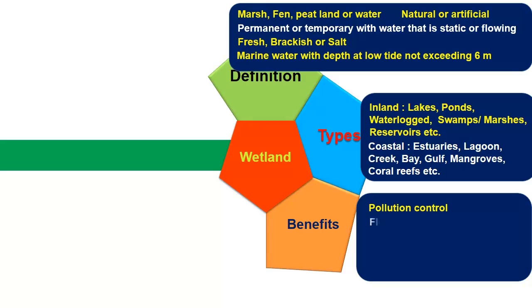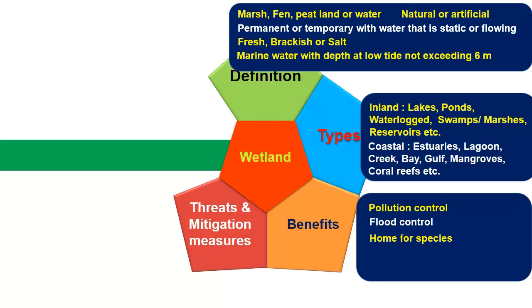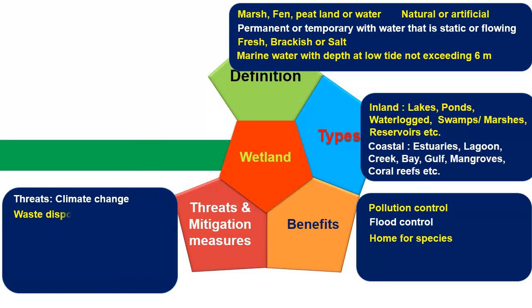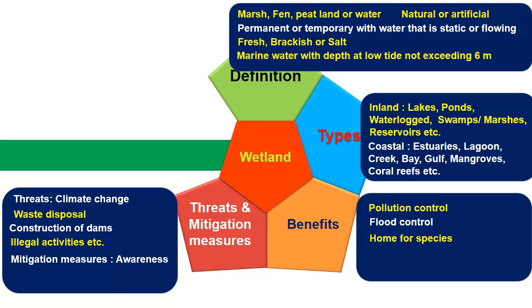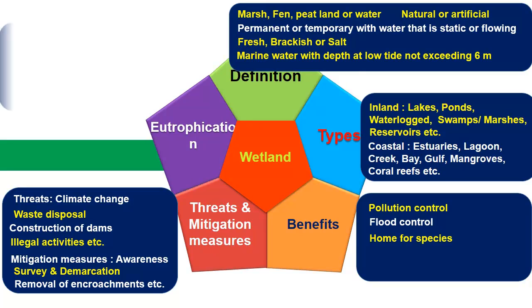What are the benefits? Pollution control, flood control, home for species. What are the threats? Climate change, waste disposal, construction of dams, illegal activities like sand removal, etc. What are the mitigation measures? Create awareness, survey and demarcation, removal of encroachments, etc.